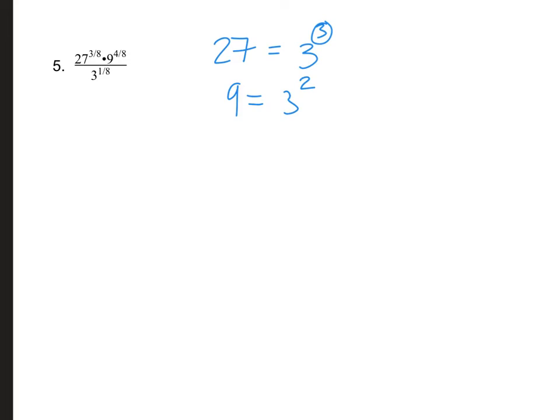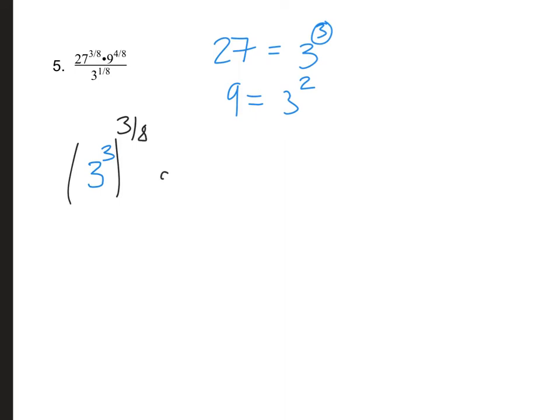I'm going to do exactly that with this problem up here. So instead of writing 27, I'm going to write 3 to the third. And that still does not get rid of the outside exponent that I have, 3 over 8. That doesn't just poof, it's gone, right? It's got to stay there. So I still have that 3 to the 8 on the outside.